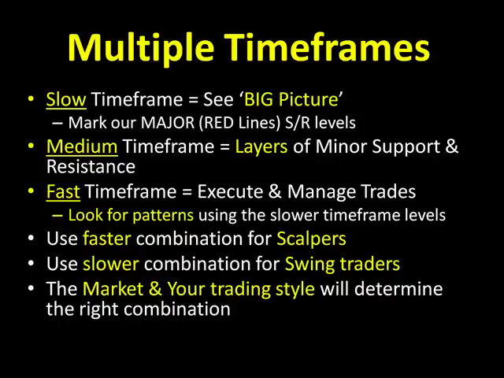Our medium time frames, of course, these are layers of minor support and resistance. So we use these medium time frames to identify layers of risk, and what we call layers of risk means that these are additional minor layers of support and resistance. And of course, the faster time frame, this is where we execute and manage our trades. We use the fastest time frame to look for price patterns.